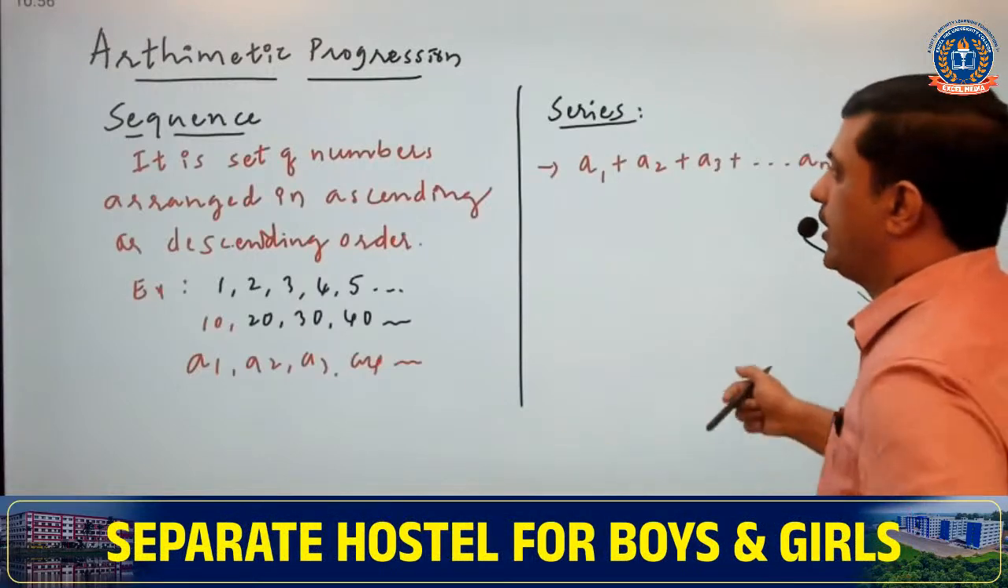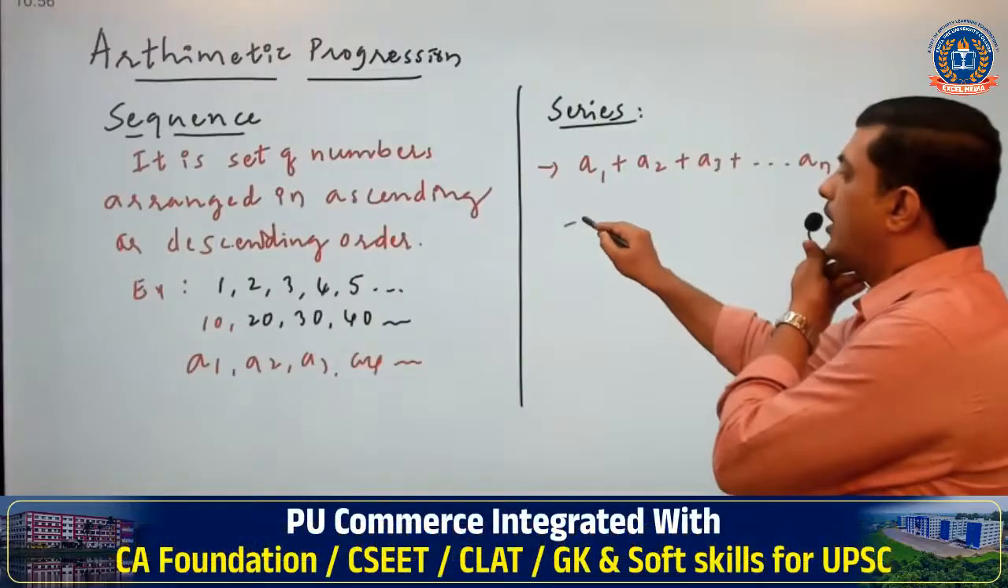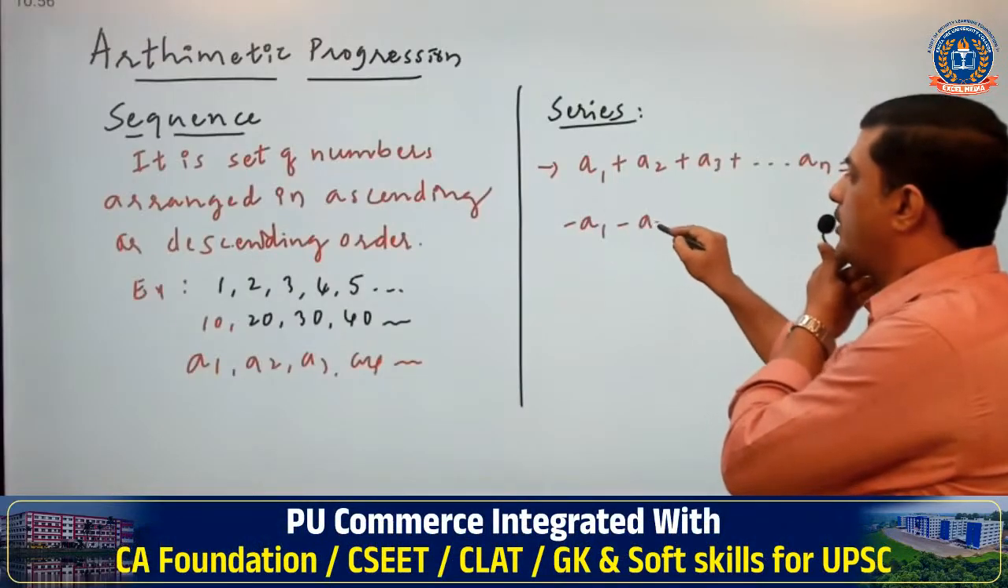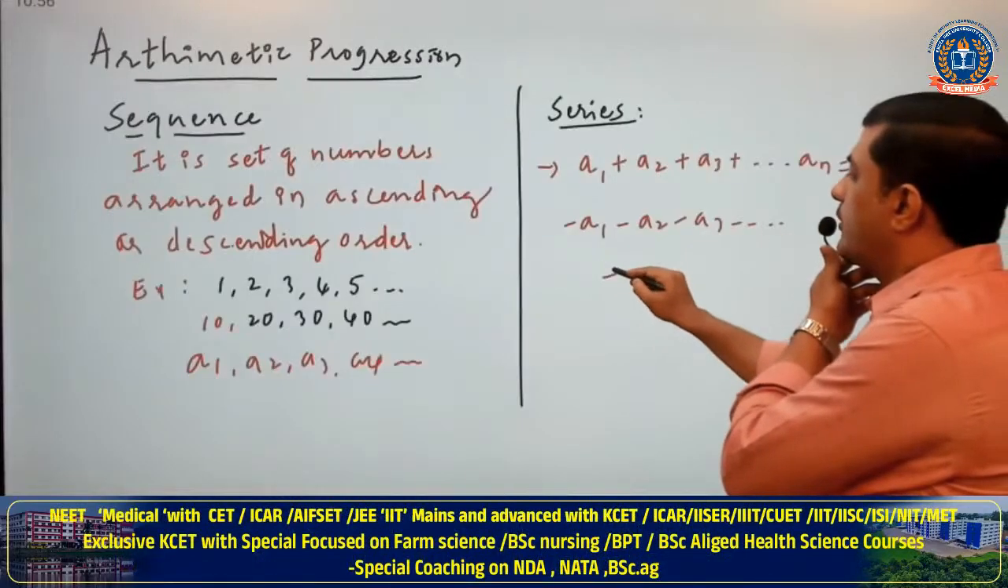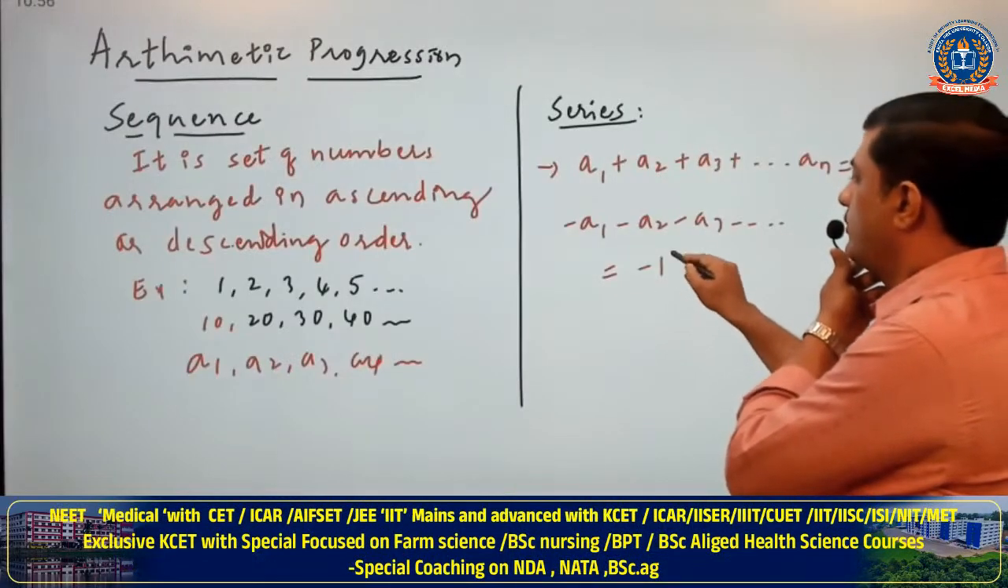If you write minus, assume A1 minus A2 minus A3 minus and so on. This will be taken minus out.